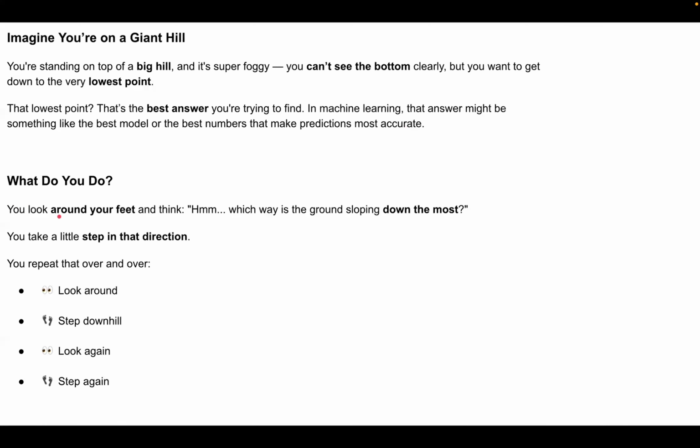So what do you do? You look around your feet and you think, which way is the ground sloping down the most? Then you take little steps in that direction. You repeat the steps, you look around.